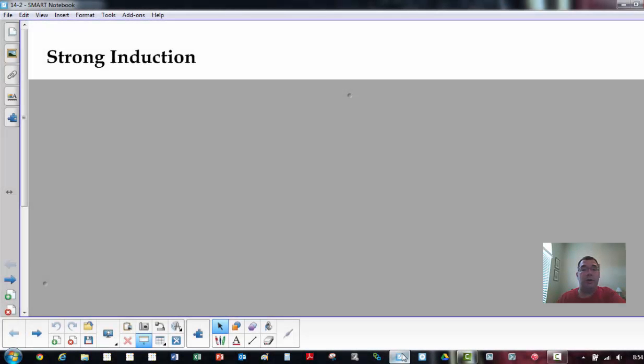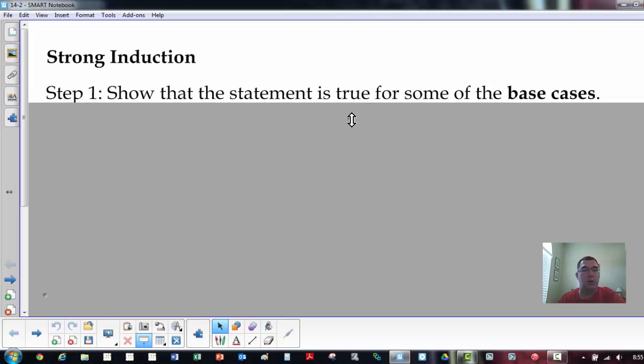Well, hello again. We are going to talk about the third type of proof required for discrete mathematics, and this is strong induction. Some of you have seen this before in your first year of HL or SL math, but we're going to do it again just to kind of review what's going on. So there are three steps involved in strong induction.